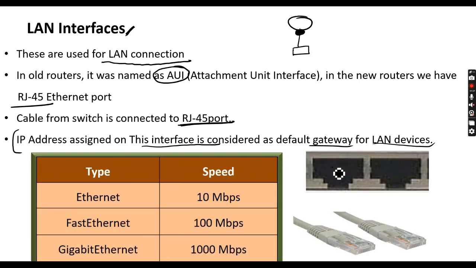For example, this is your RJ45 jack, and these are the connectors and cables. As for the speed, as you can see here, you can find Ethernet, which is 10 Mbps, fast Ethernet, which is 100 Mbps, and gigabit Ethernet, which is 1000 Mbps of speed.